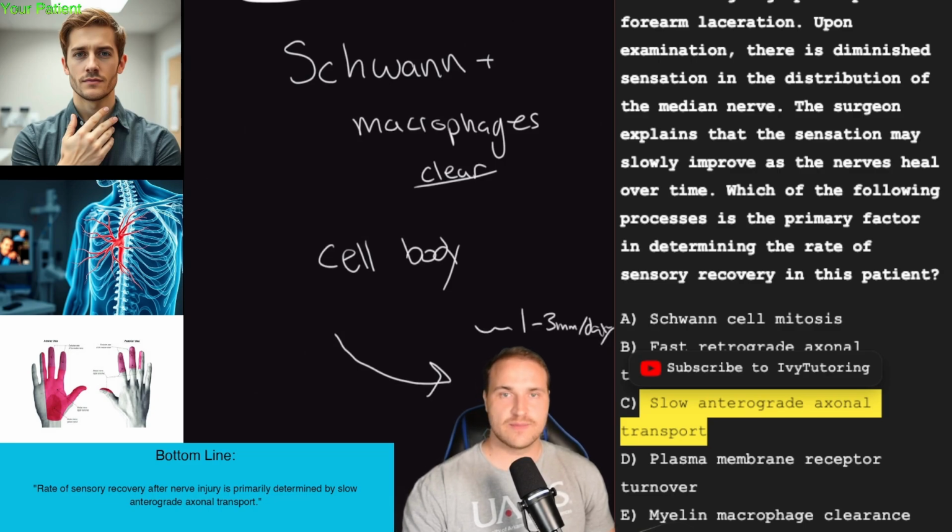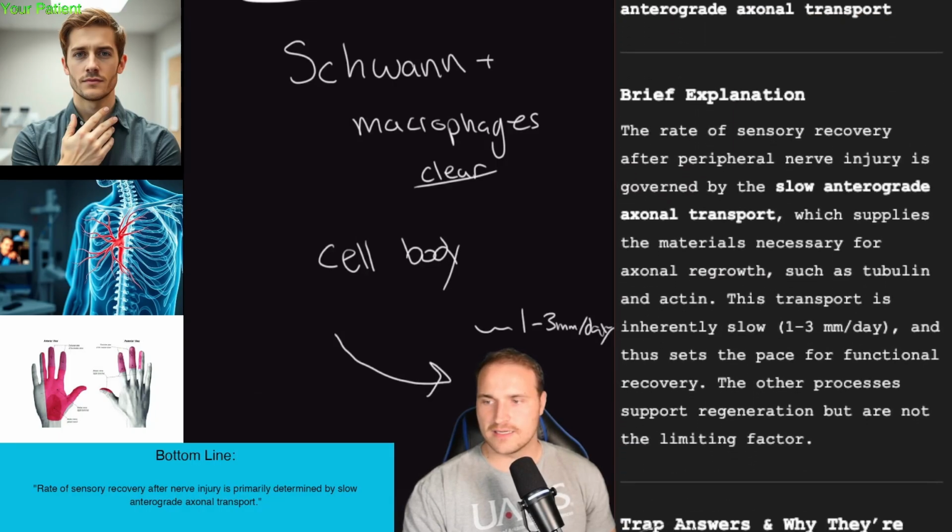All right, so that's the rate limiting, but that's why the surgeon said that it's going to be okay because of that anterograde axonal transport. You're moving the cytoskeletal components. It's the rate limiting step for peripheral nerve regeneration. Fast transport would not be enough for this regrowth, and so you have to take the slow path. All right, so there's our brief explanation.